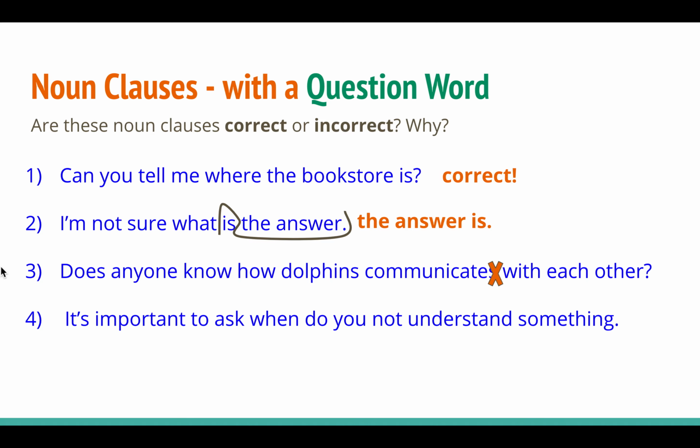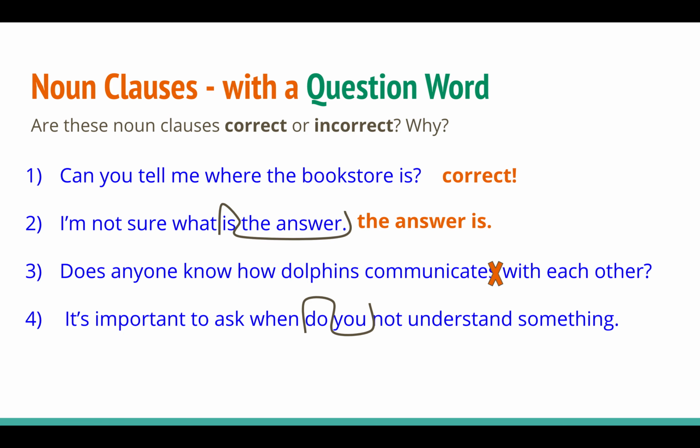Number 4, it's important to ask when you do not understand something, okay? So here we need to switch, again, the subject needs to come first. Now, many students are going to ask, well, do is a helper verb. Why do we need the helper verb? The last slide, we said we don't need it. But because this is a negative, in a negative sentence, you always need that helper verb. So in this case, we're going to keep it.